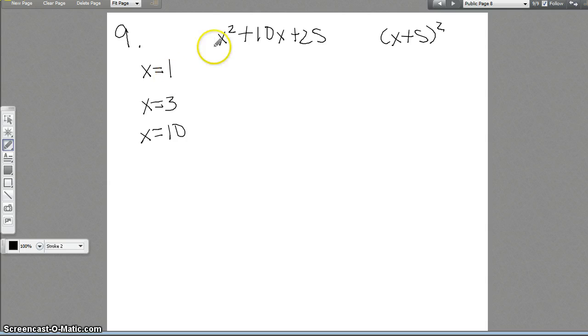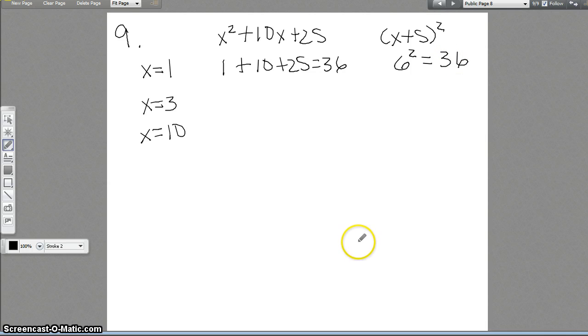So if I plug x equals 1 into this first equation, 1 squared is just 1. 10 times 1 is 10. And then I have a 25. 1 plus 10 plus 25 is 36. Now I'm going to plug it into this second one. 1 plus 5 is 6, and then we need to square that. 6 squared is 36. Notice we got the same answer.